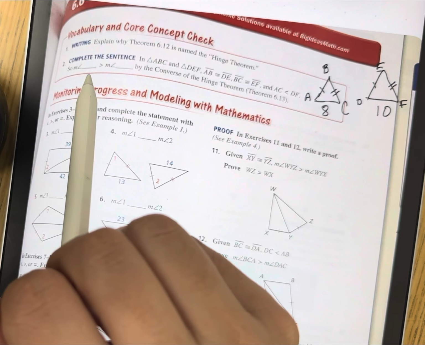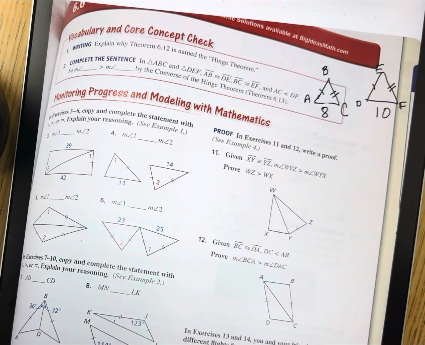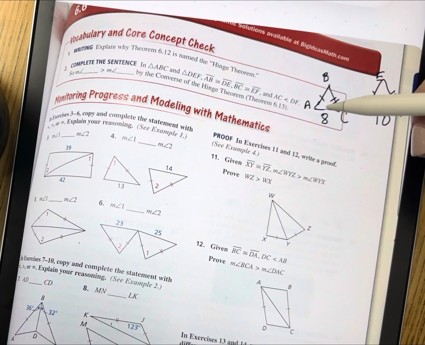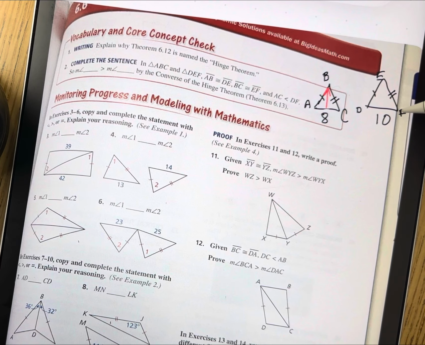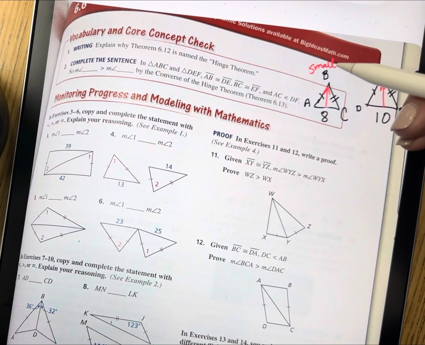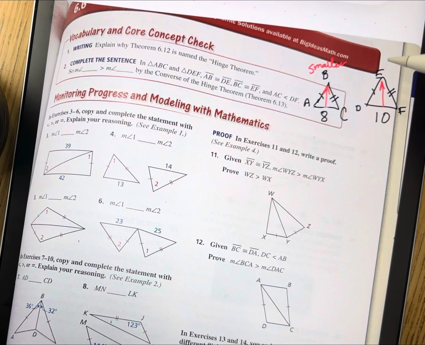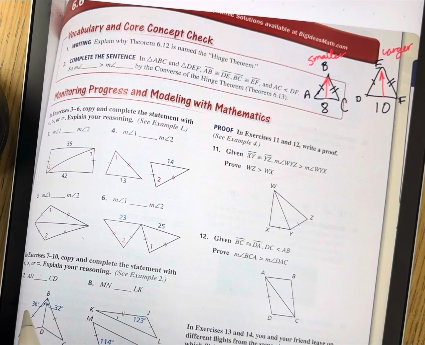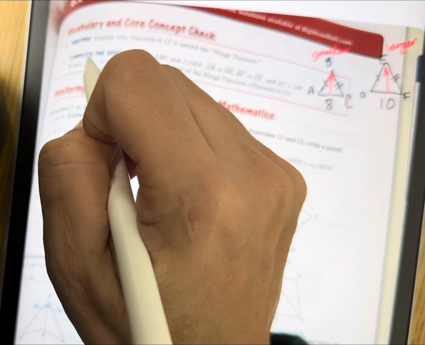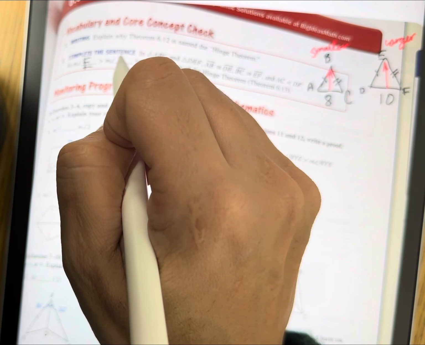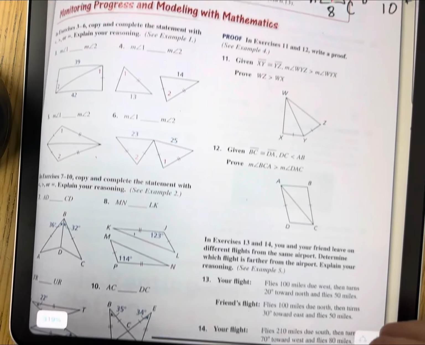They're saying the measure of angle something is greater than measure of angle something. So let's see what this means for us. If 8 is smaller than 10, then what's across from 8 is going to be smaller than what's across from 10. So B will be smaller, and this will be larger. So over here, I'm going to write measure of angle E is greater than measure of angle B. Okay, moving on.